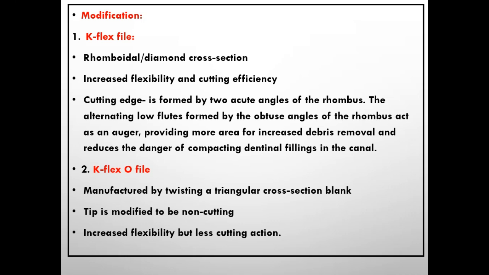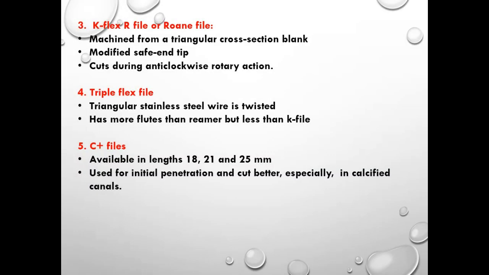K-flex file is manufactured by twisting a triangular cross-section blank. The tip is modified to be non-cutting. Then there are the K-flex R-file, the Rohn file, the Triple-flex file, and the C-plus file. You can have a look at all these.